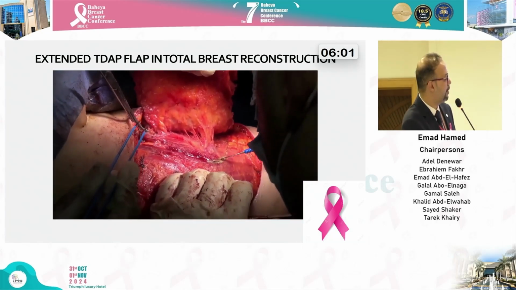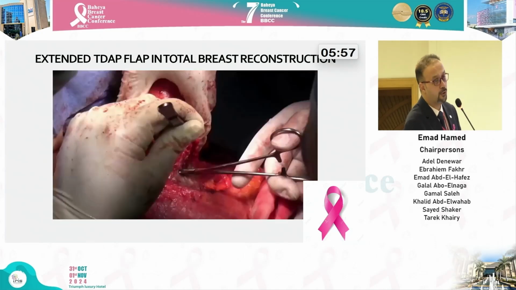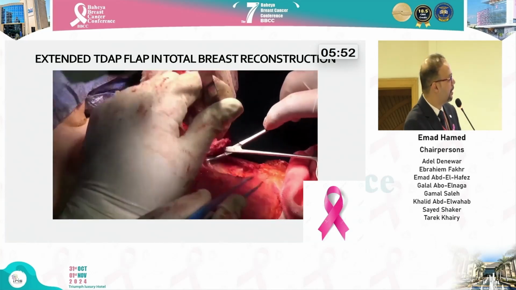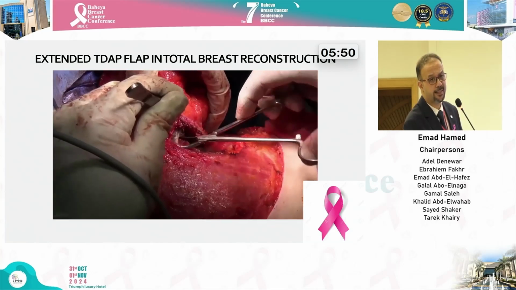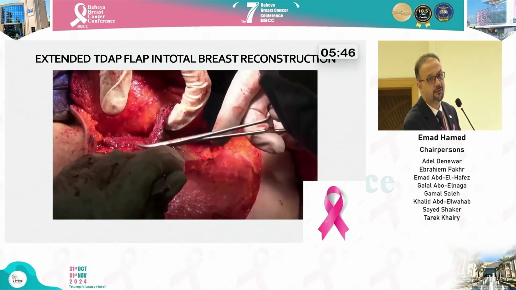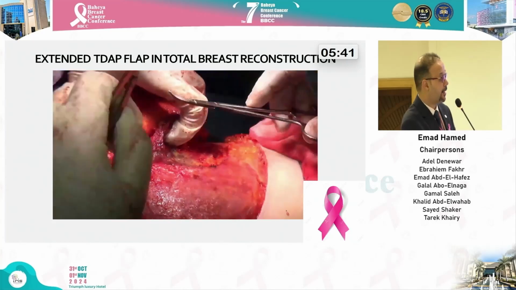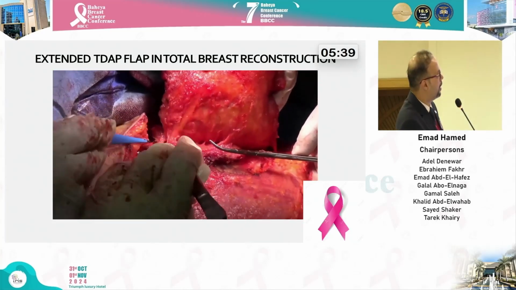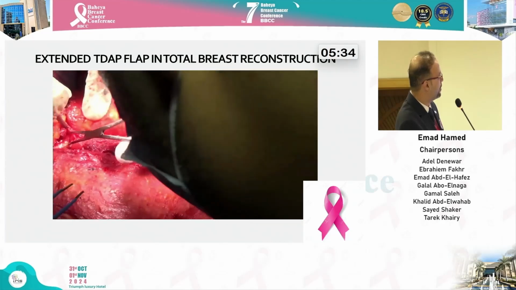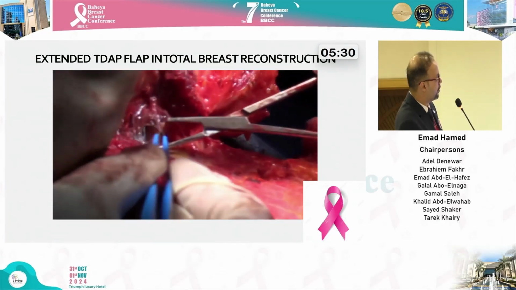extended TDAP flap. The perforator in this type, you decide either a propeller flap or flip over technique, but in this type of flap, extended, you must skeletonize the perforator to gain more length and to gain more access to reach a complete breast reconstruction, not partial breast reconstruction.